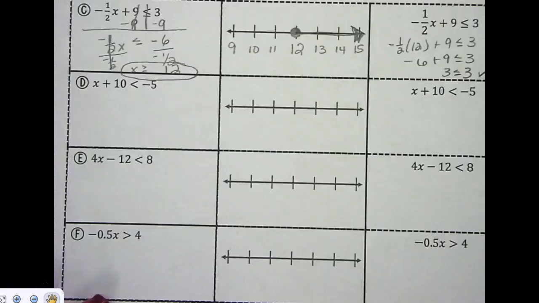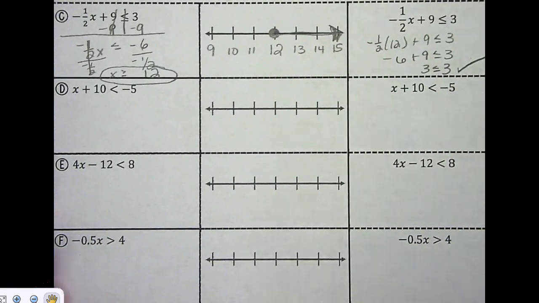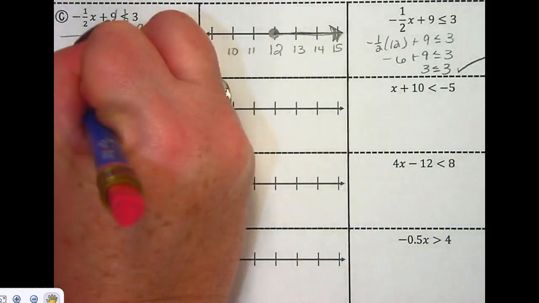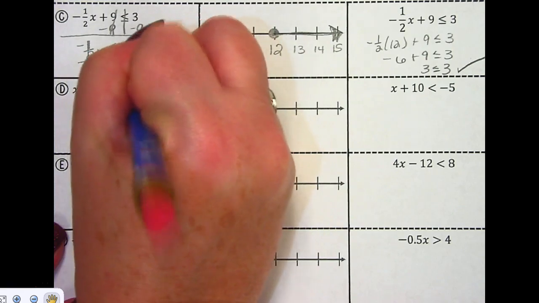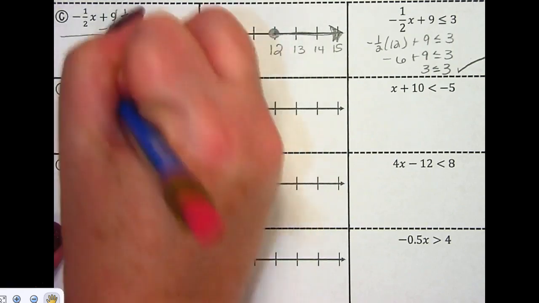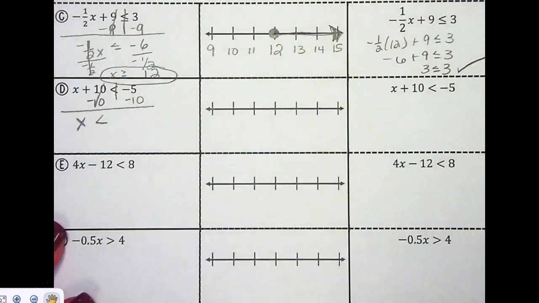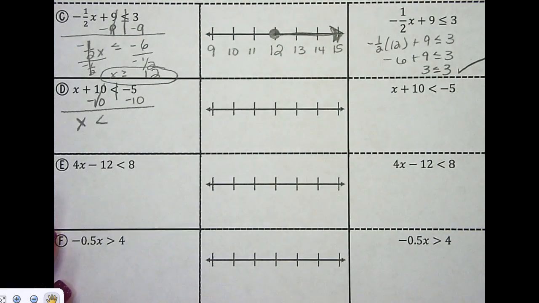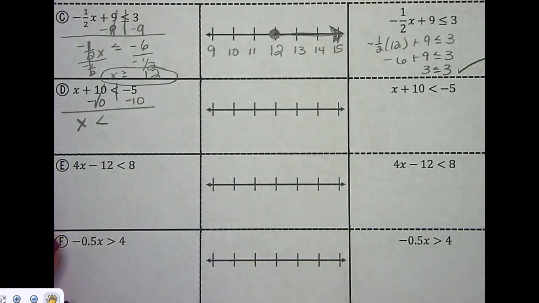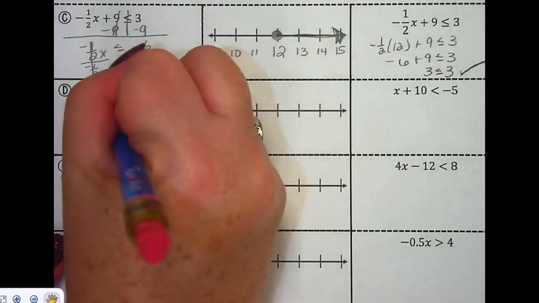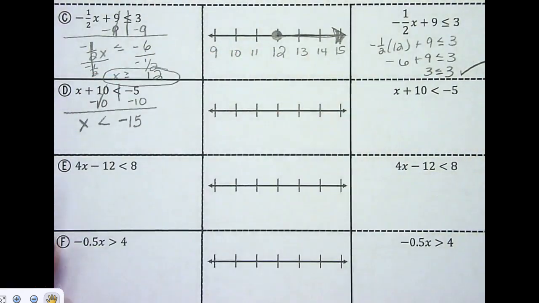What's the first thing I need to do on the next problem? Subtract 10 from both sides. And I'm left with x is less than, be careful with the math. So you have negative 5 and you go 10 more in the negative direction and you land at negative 15. Be careful with the math.